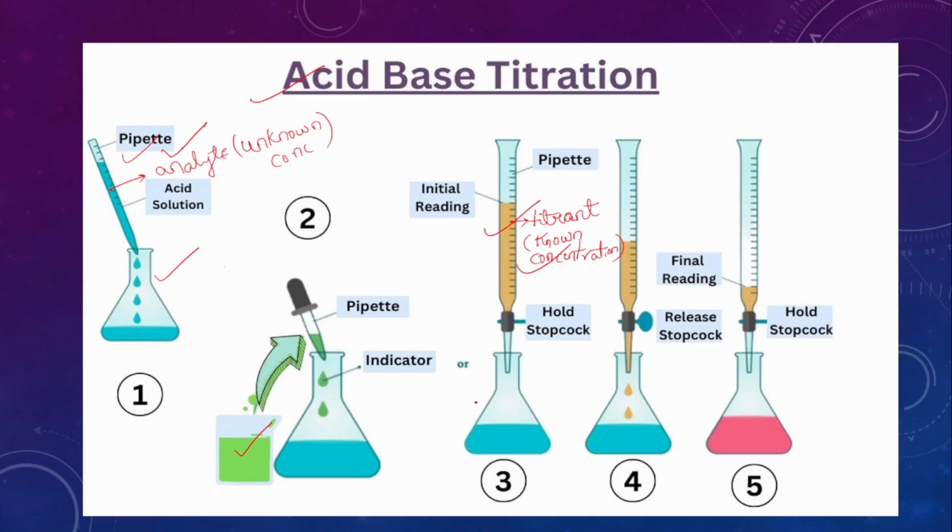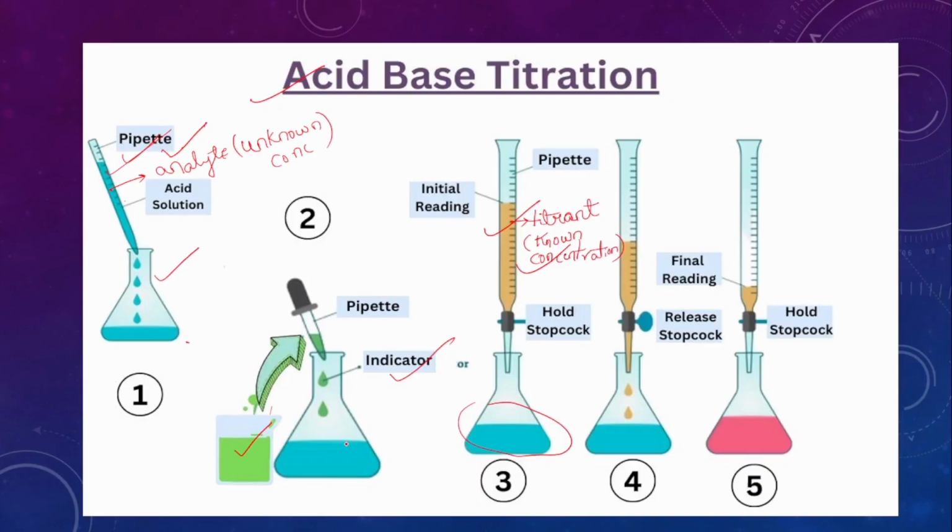to the analyte. The indicators used here are phenolphthalein, which turns pink in basic solution and colorless in acid solution, and methyl orange, which turns red in acidic conditions and yellow in basic solution. With this pipette, we will transfer the analyte solution. This Erlenmeyer flask is where the titration reaction takes place.